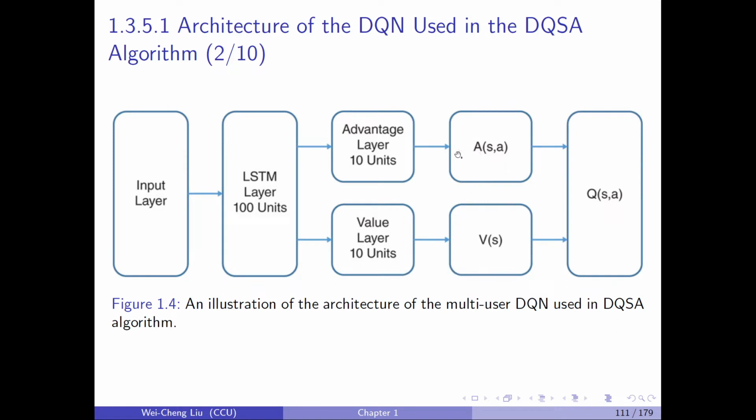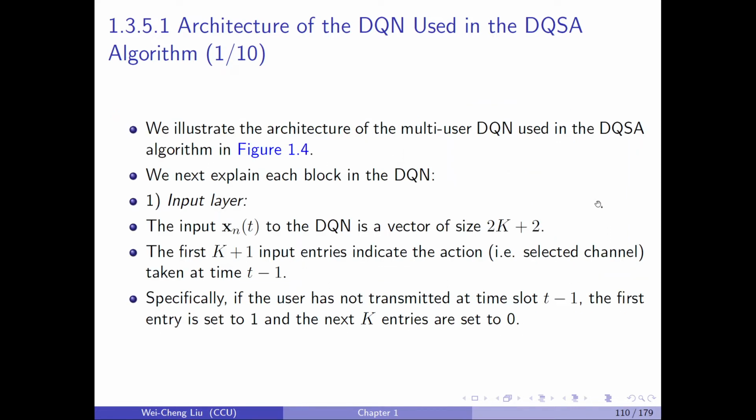Where A denotes the advantage, S is the state, A is the action, and V is the value. These two blocks both input to the final block, which is the Q of S, A. Q is the Q value. We next explain each block in the DQN.